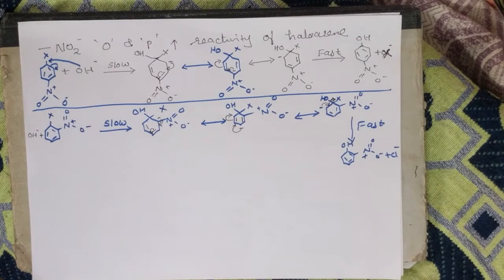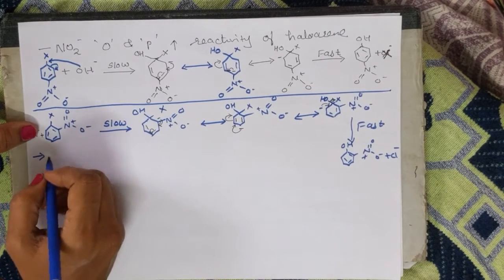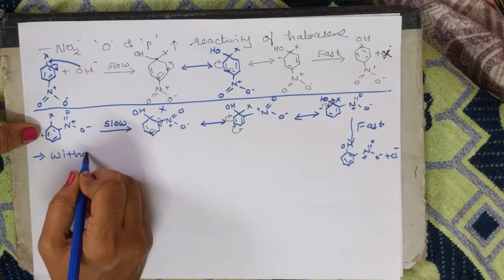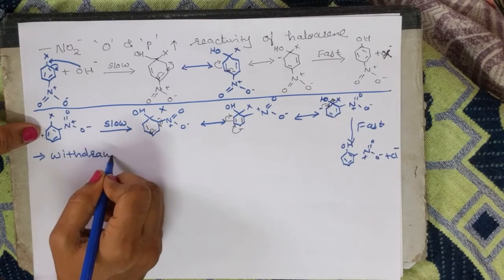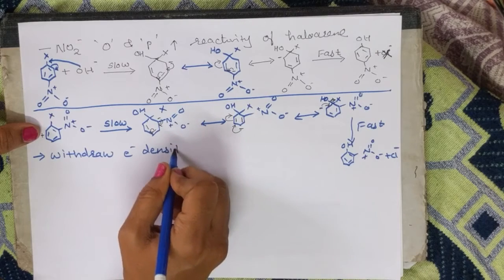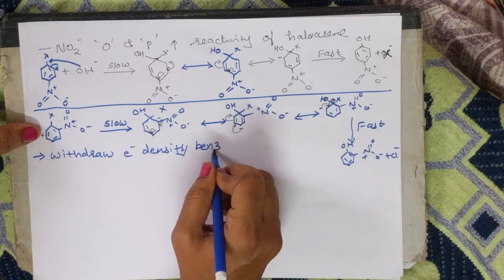So the same way it will be on the meta position also. So the presence of the nitro group at the ortho and para position withdraws the electron density from the benzene ring. Here what happens? It withdraws electron density from the benzene ring.